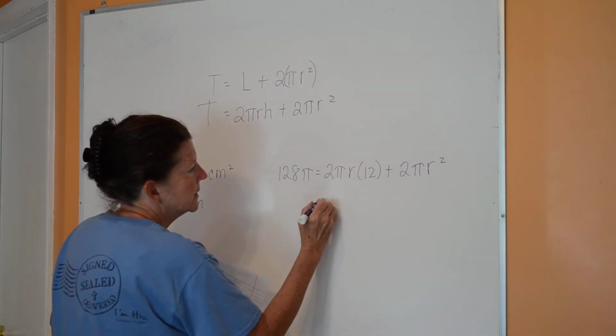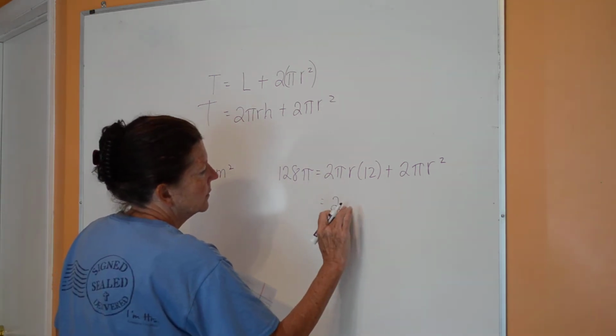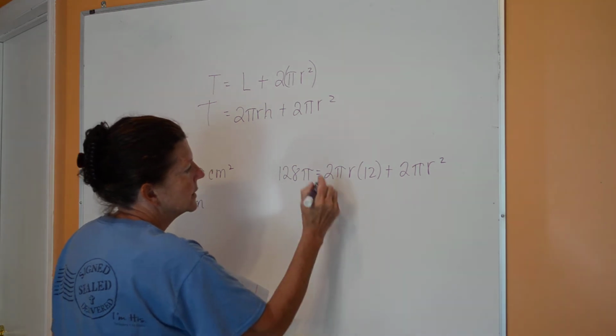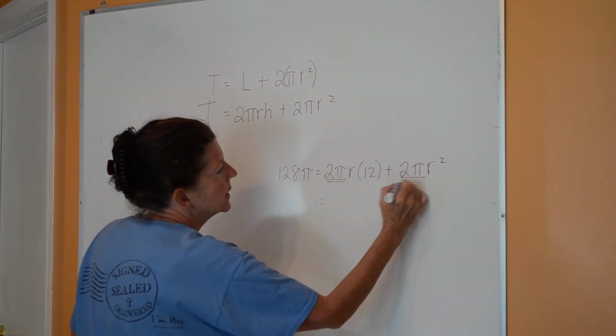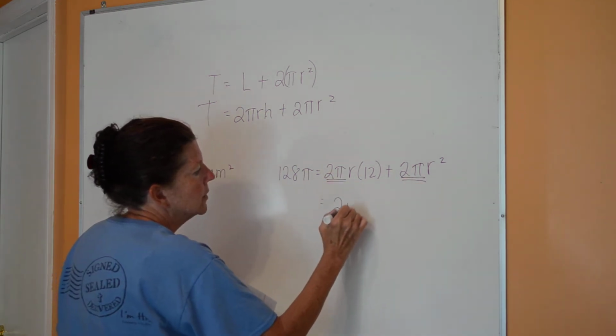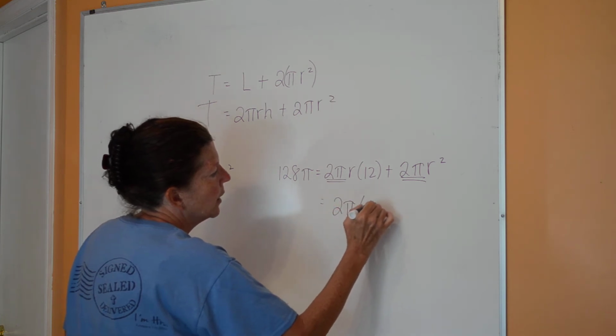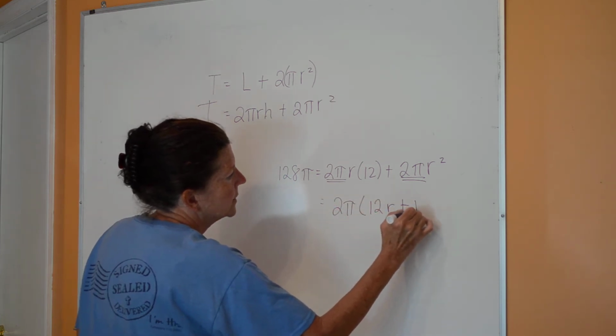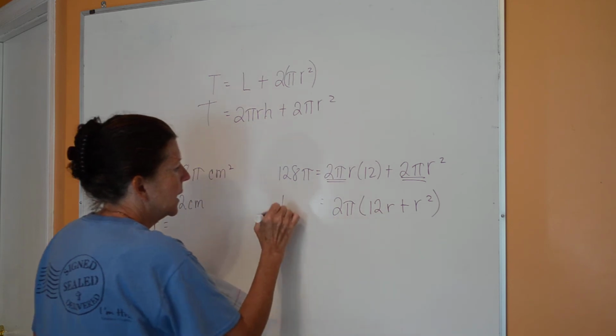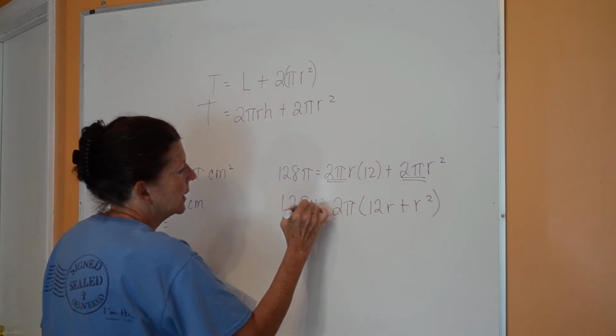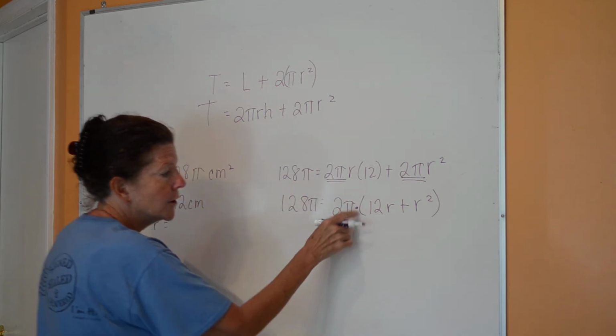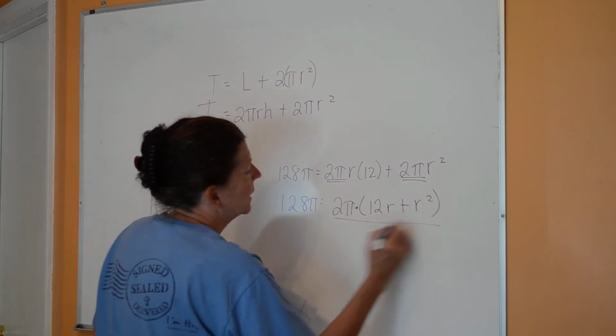Look, this is the same thing as 24. Well, actually, let's do that differently. Look, they have 2 pi and 2 pi, so let's factor that out. 2 pi leaves me with 12r plus r squared equals 128 pi. I want to solve for the r, so let me get rid of the 2 pi by dividing.